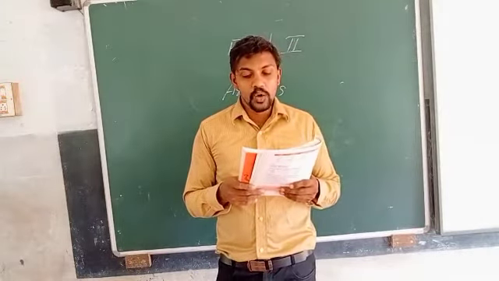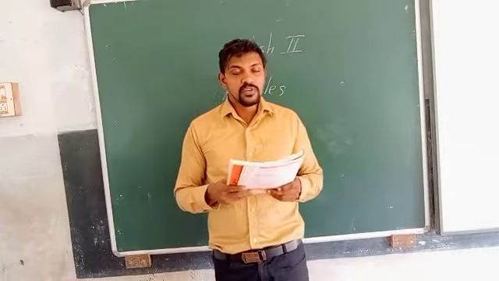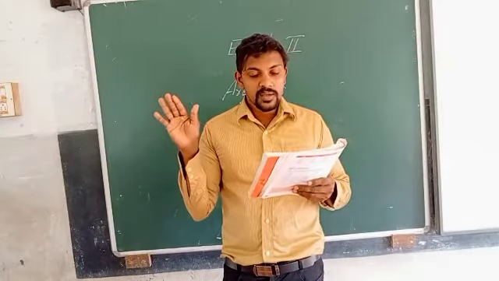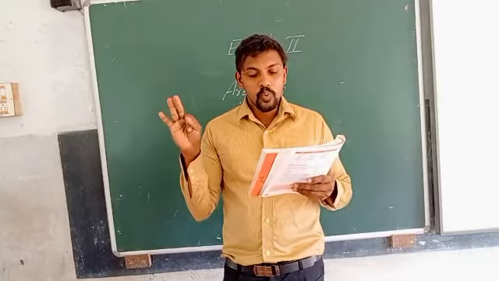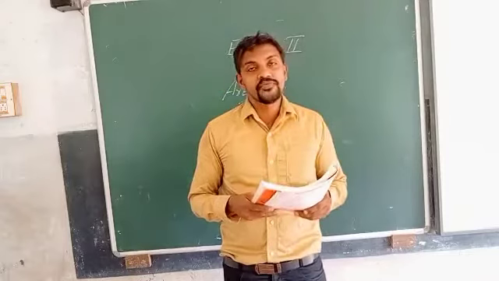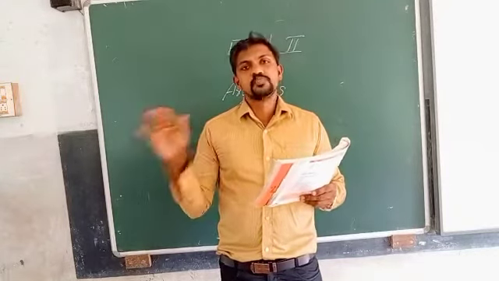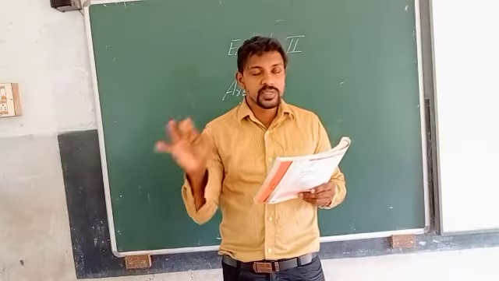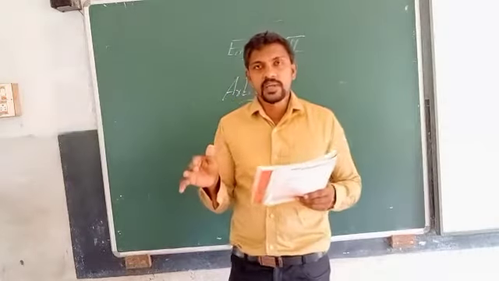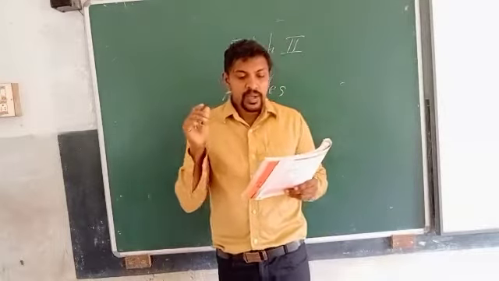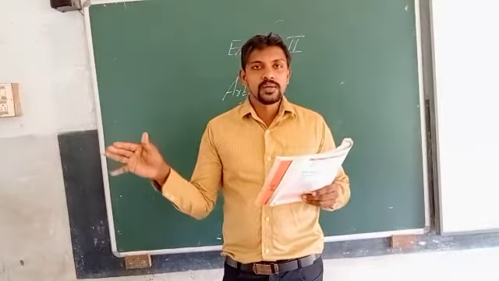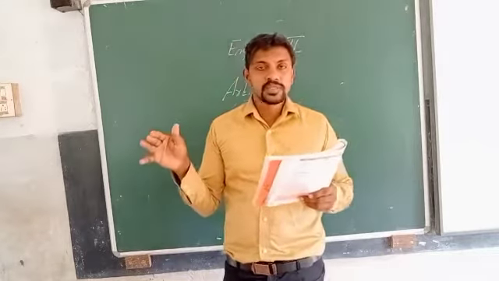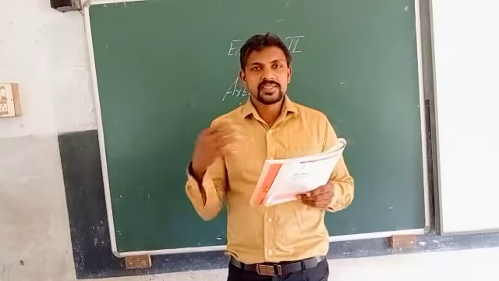Determiners are words which modify a noun in some way: this, that, these, those, my, your, his, either, neither, some, any, many, what, whose. For example, this book. Book is a noun, and before it comes this. So this is a determiner, not an article. That boy: that is a determiner, boy is a noun. These mangoes: mangoes is a noun, these is a determiner. Like that we can give more examples.